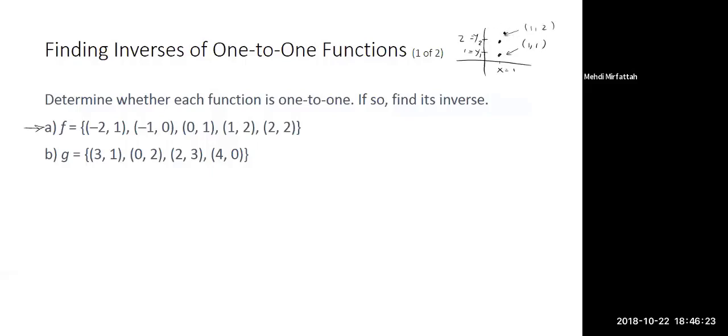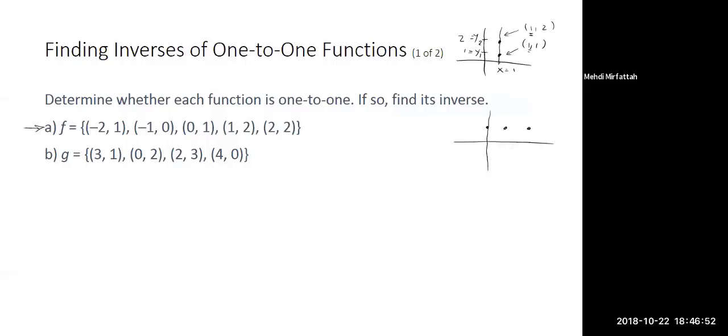When we were checking whether we're looking at a function, we didn't want to fail the vertical test. We didn't want this to happen in our ordered pairs: that the first number, on the x, is shared with a different number for y. We checked the very first number in the ordered pairs to make sure they are not equal.